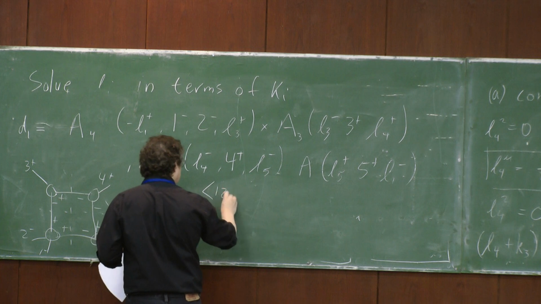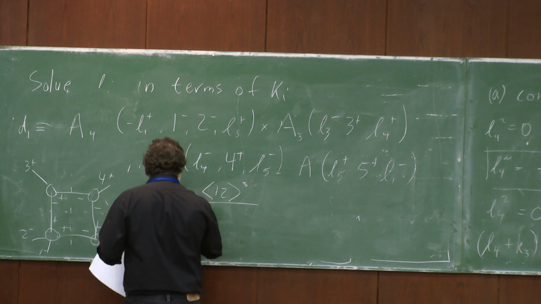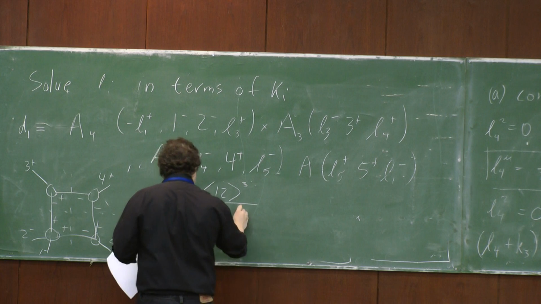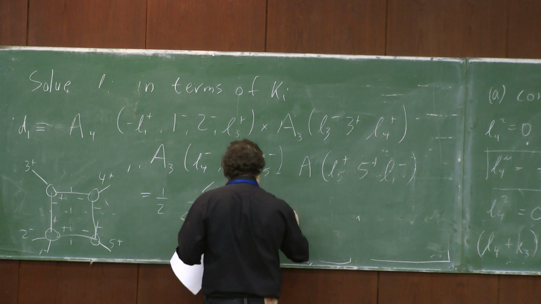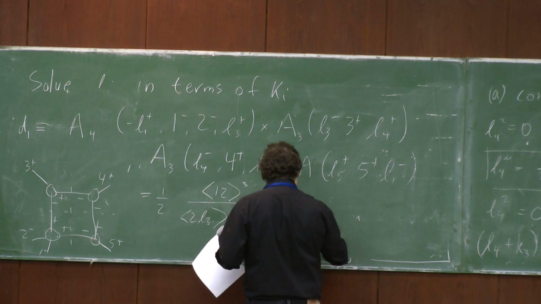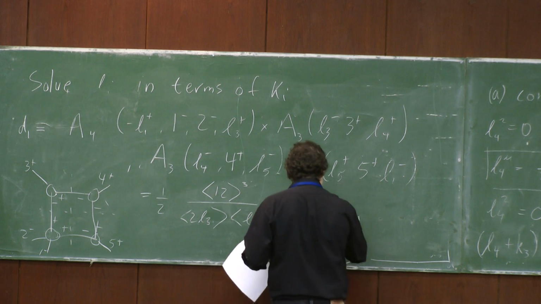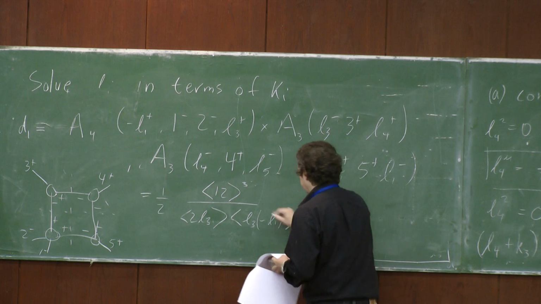So that would be a ⟨1 2⟩ cubed. And then I write down 2 L3, L3 minus L1, minus L1, 1. Okay, that's the first amplitude.